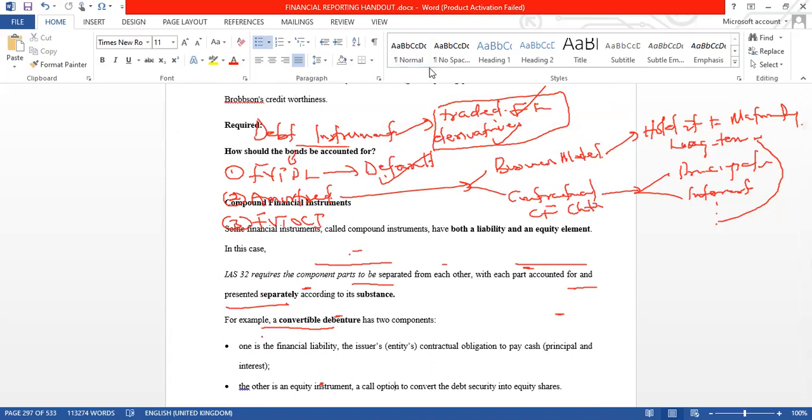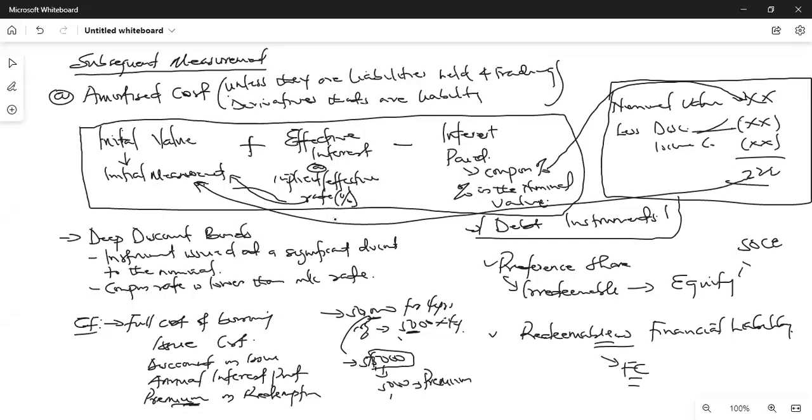I want to quickly talk about the compound instrument to end today's class on financial instrument. So please take your time, go through it, and be very, very careful.